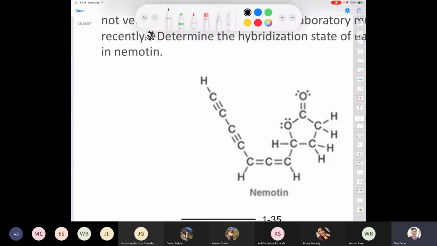Now, to summarize, what did we learn? We learned that when carbon has 4 sigma bonds, it's sp3 hybridized. When carbon has a double bond and 2 single bonds, it's sp2 hybridized. And when carbon has a triple bond and a single bond, it's sp hybridized.